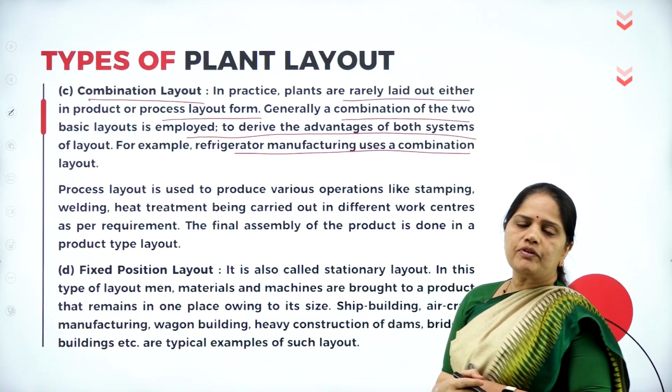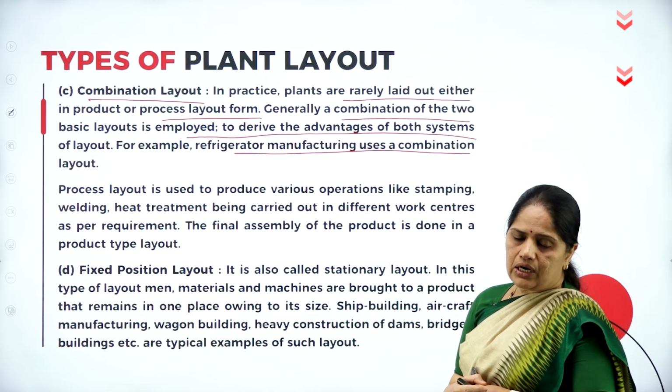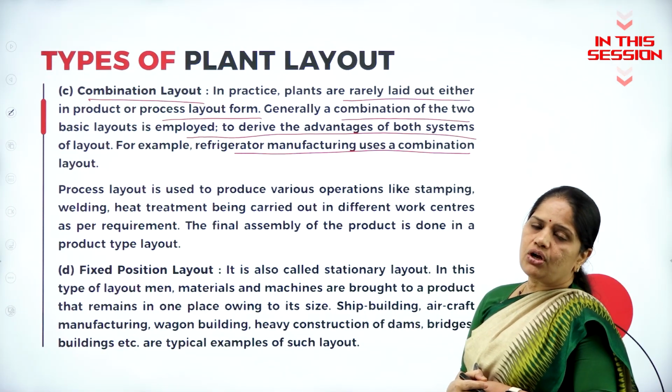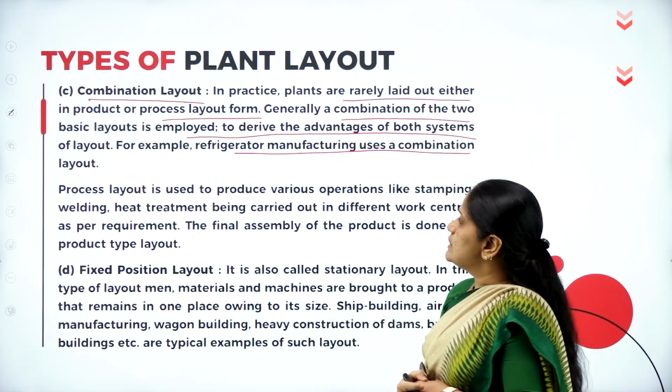So the third type of plant layout is the combination layout, which is a combination of the product layout and the process layout.